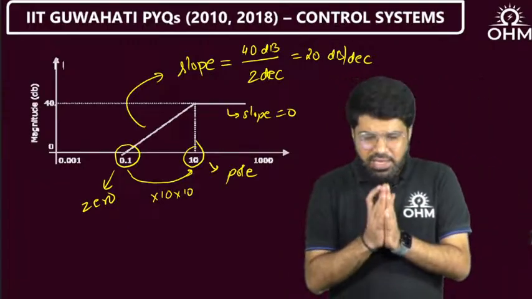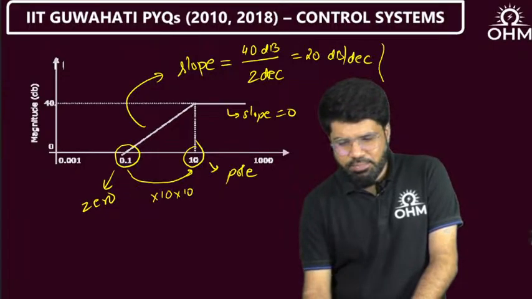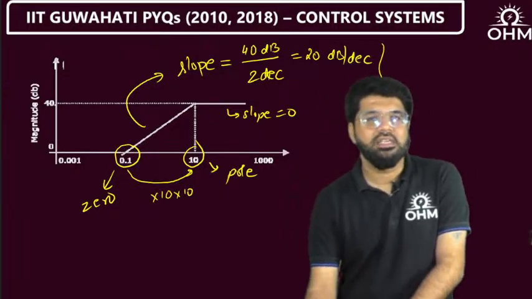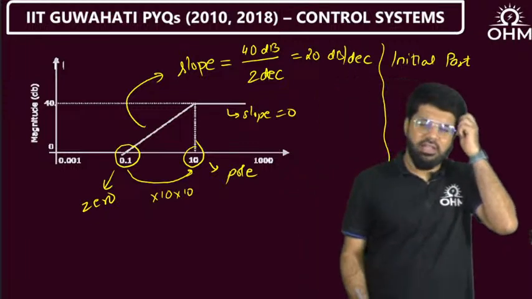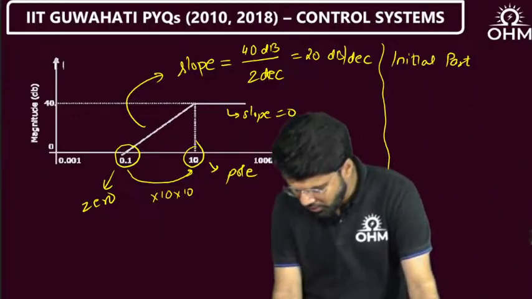Now what about the initial part? What about the initial part formula, so that I can write down the final answer? Remember guys, one important formula always in Bode plot analysis. This is the inverse question, when given the Bode magnitude plot you need to find the transfer function.